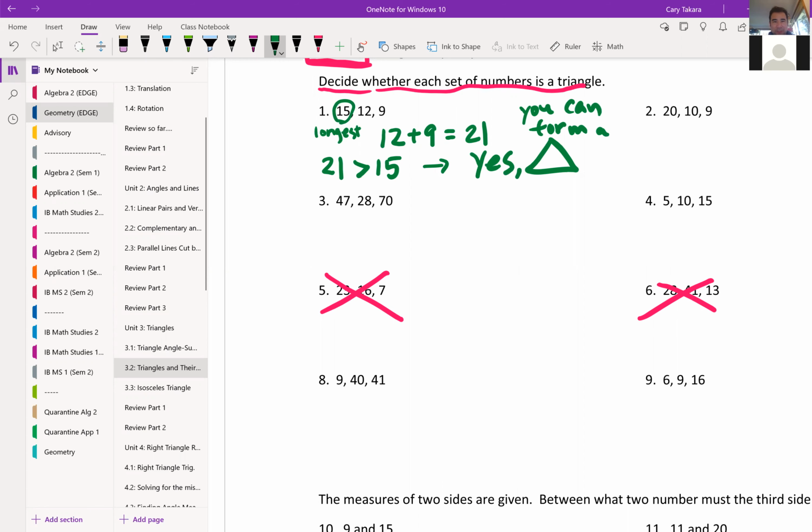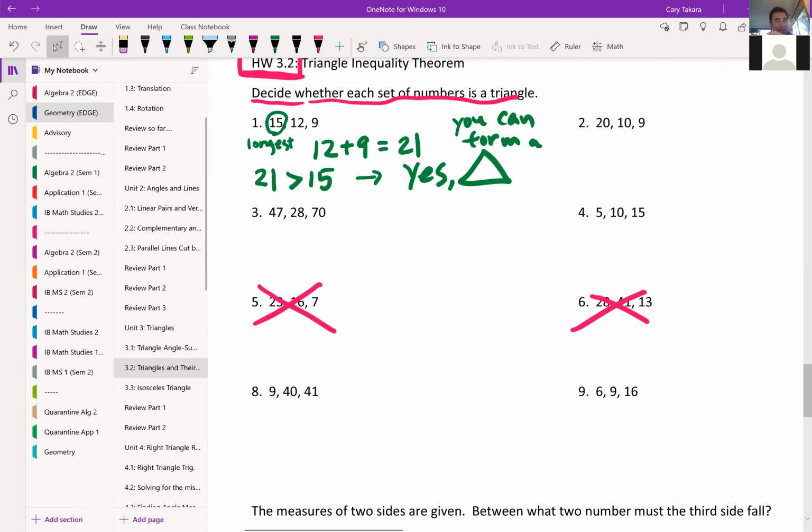So let's do number 2. So now you do the other question. Okay, what do you do first? What's the first step? You're going to pick the longest side, which is this 20. And then what's the second step? You're going to add the shorter 2 sides, 10 and 9. 10 plus 9 is 19.